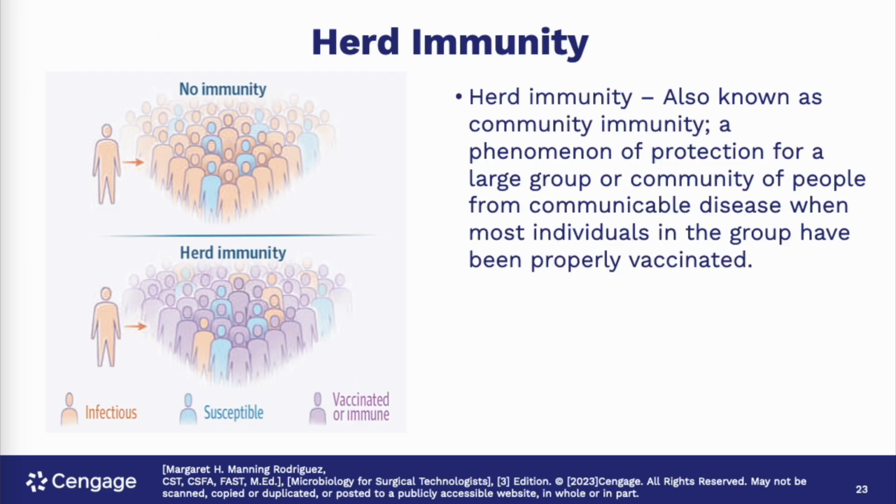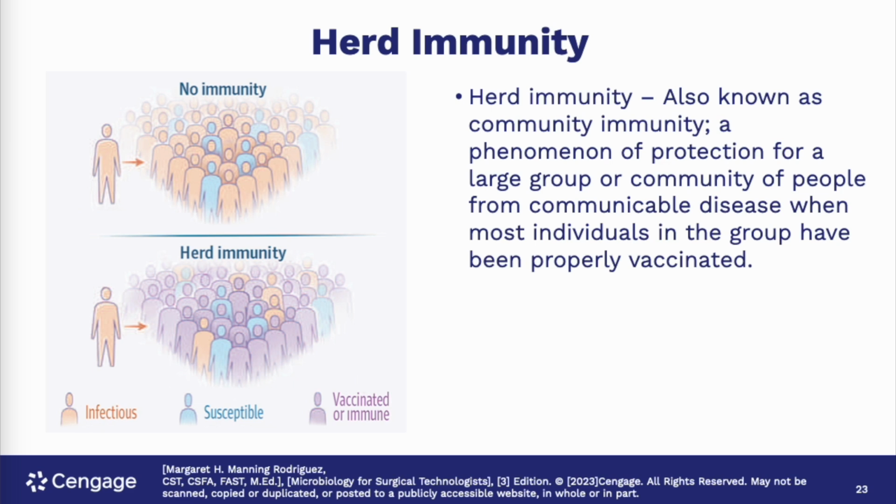Now let's get into herd immunity or community immunity. This is when a large group of people is protected from a disease because most individuals in the community are vaccinated. This reduces the spread of the disease, protecting those who cannot be vaccinated due to reasons like allergies, weakened immune systems, or just personal belief.